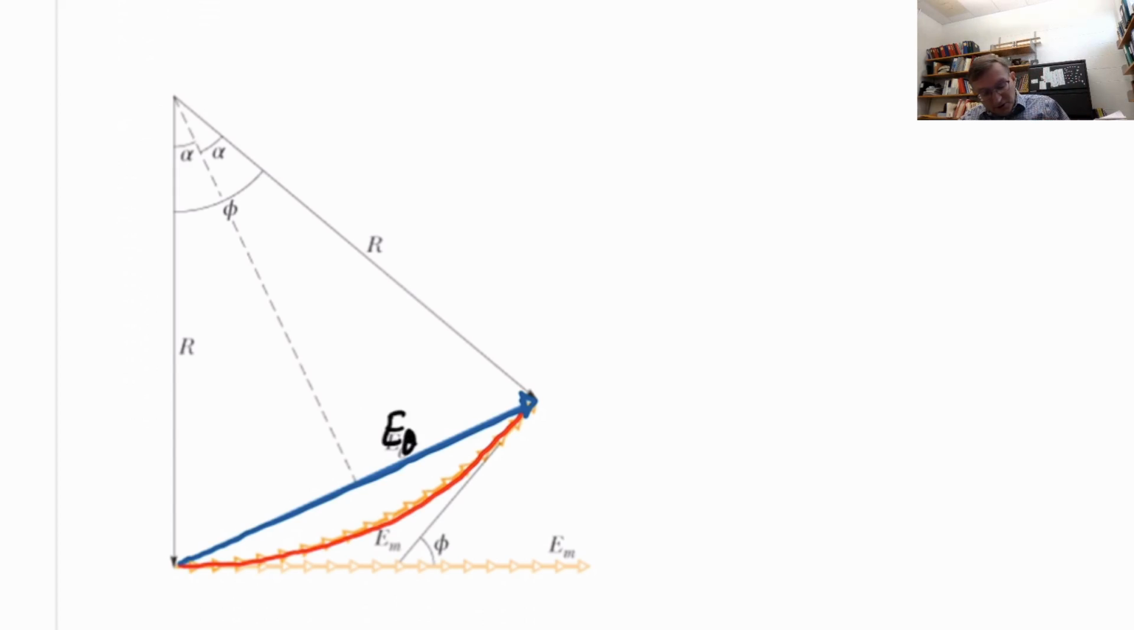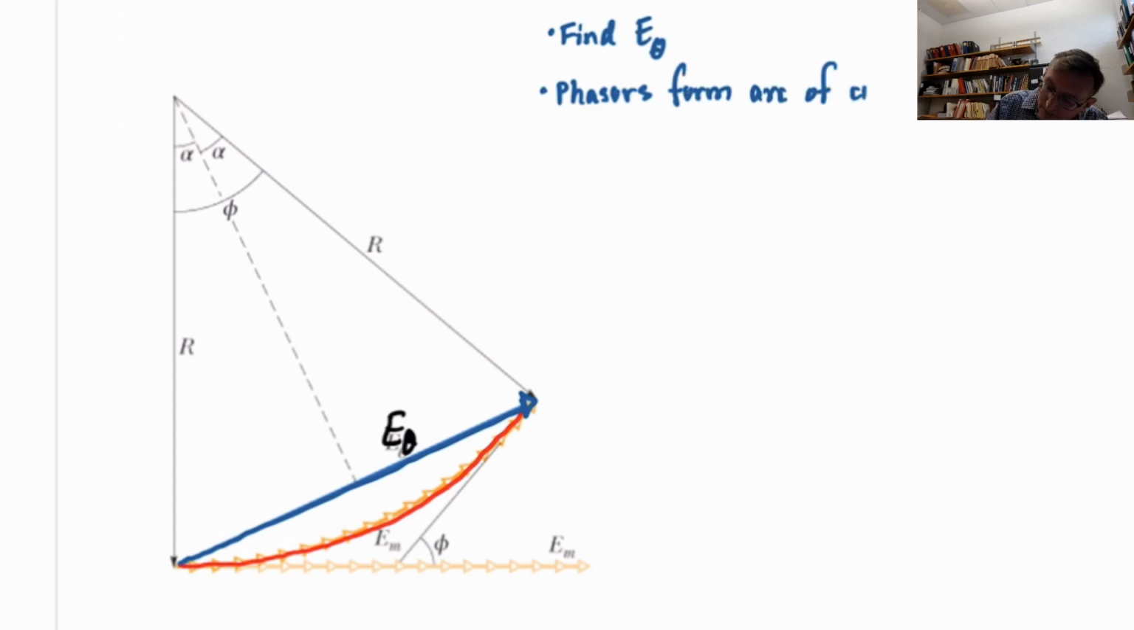I'm going to assume that there are so many of those phasors that curvature is actually smooth, and so it's really an arc of a circle. Okay, so here's what we want to do. We want to find that length, E theta. We're going to think of the phasors as forming an arc of a circle. And that circle has some radius that the picture shows, because every arc of a circle has some radius. We're going to denote it R, okay, to its center of curvature.